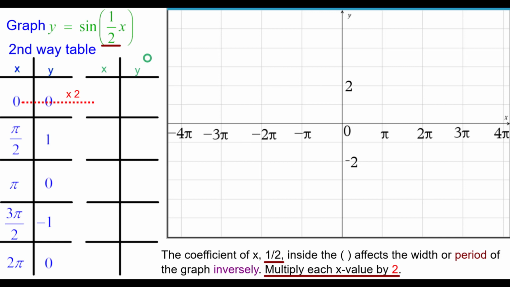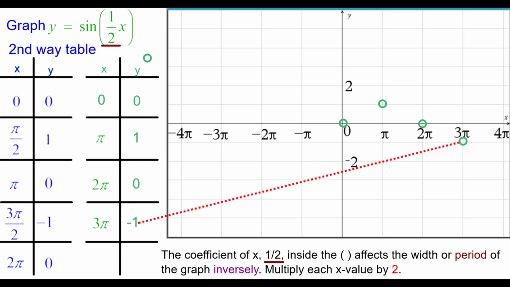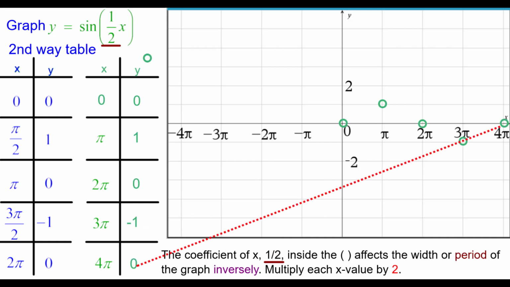So we're going to multiply each x value by 2, so 0 times 2 is 0. The y-coordinates remain unchanged, so it's going to be 0, 0, and we'll plot the origin. The next x-coordinate, pi over 2 times 2, is pi, comma 1. Pi times 2 is 2 pi, comma 0. 3 pi over 2 times 2 is 3 pi, comma -1, a minimum. 2 pi times 2 is 4 pi, comma 0.